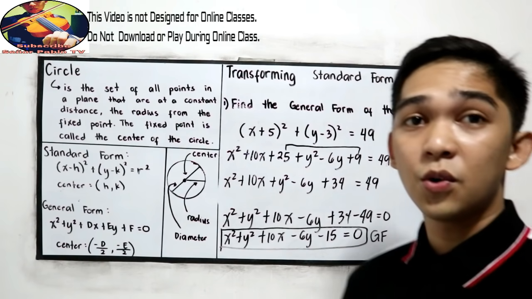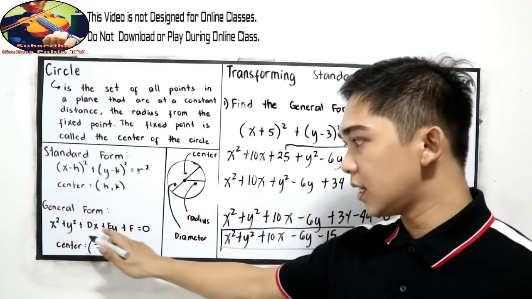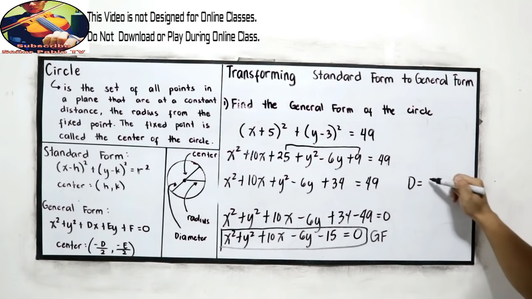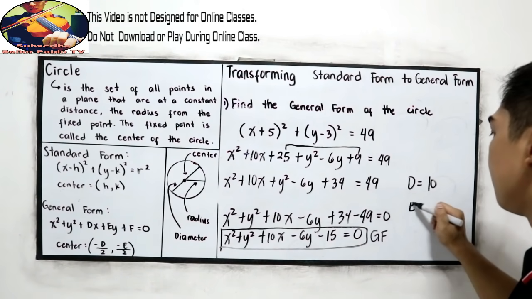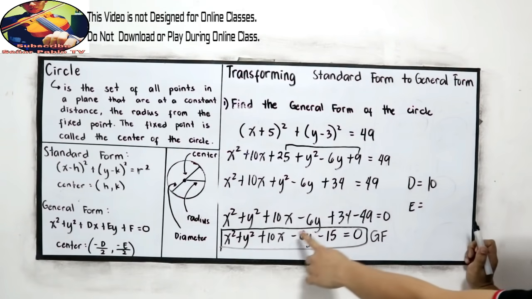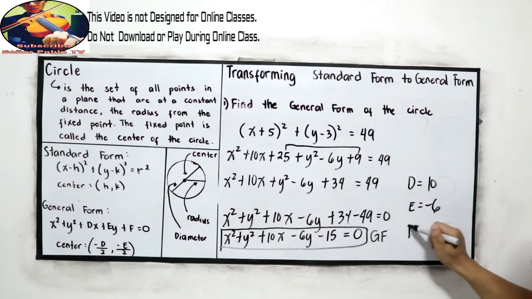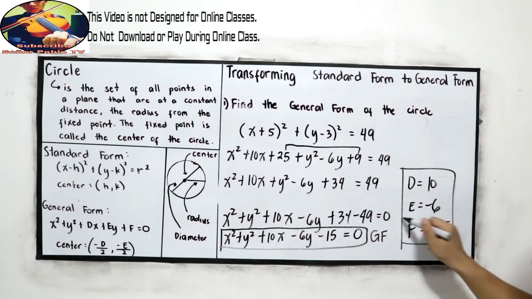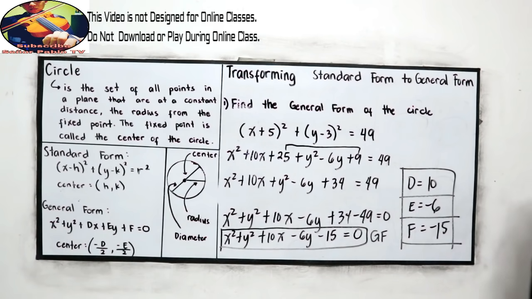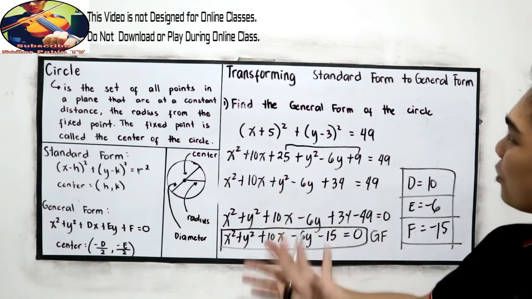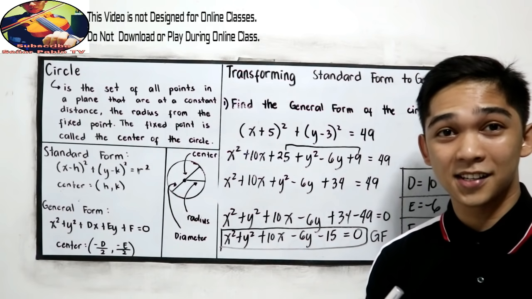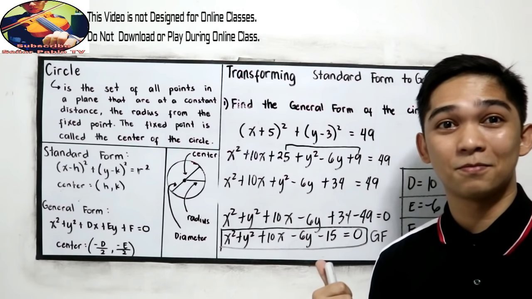If your teacher asks you to find the values of D, E, and F, the value of D is 10, the value of E is negative 6, and the value of F is negative 15. Okay, that's how to transform standard form to general form. Now your turn, I want you to answer the next problem.